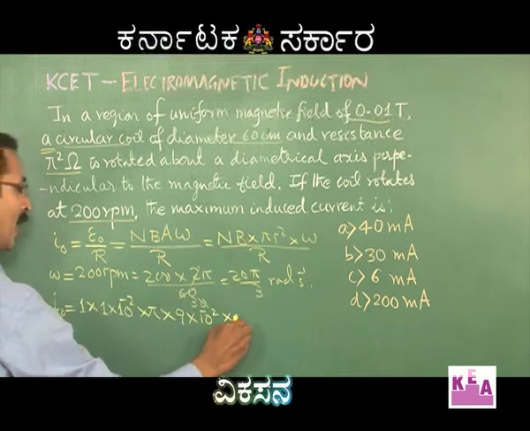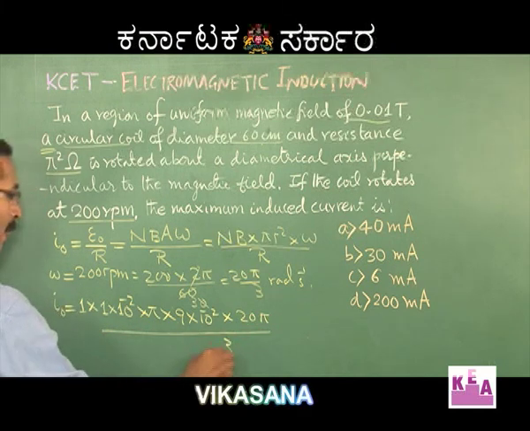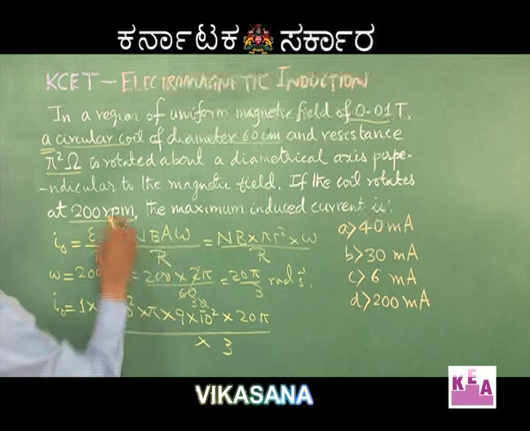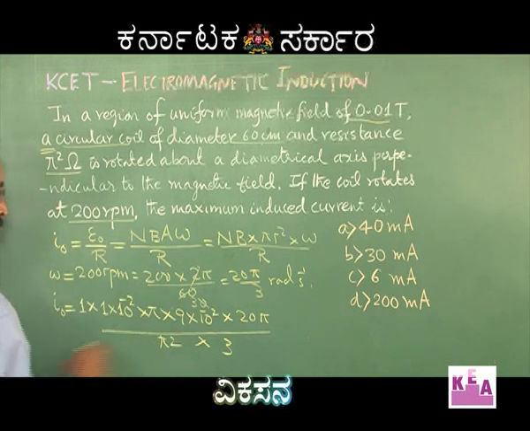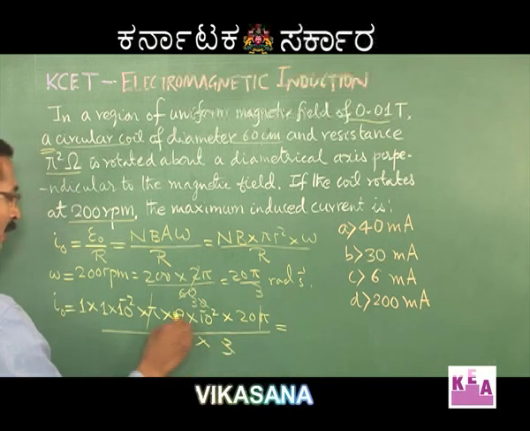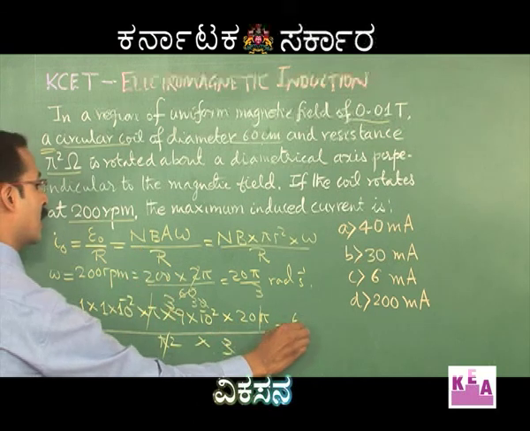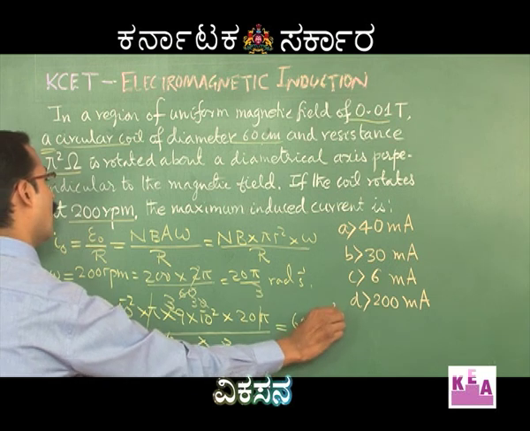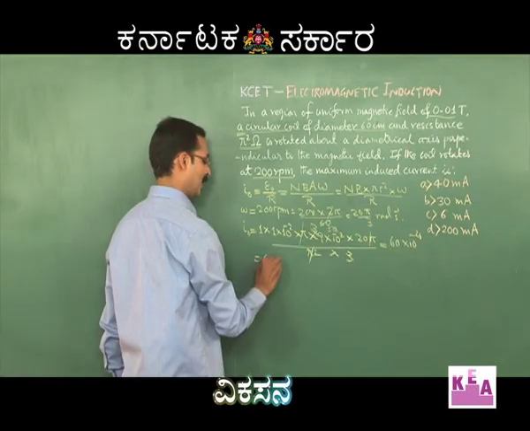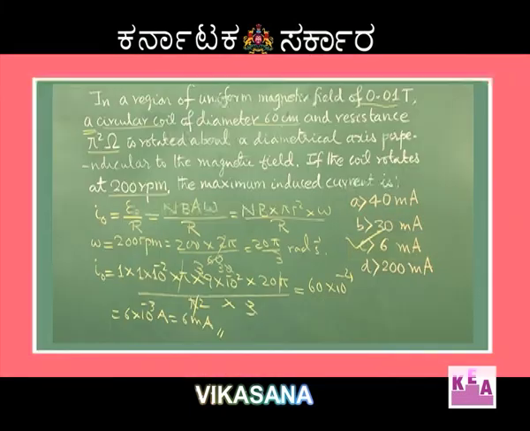Next omega. Omega is 20 pi divided by 3, into pi divided by resistance R, resistance is pi square ohm. This pi into pi is pi square gets cancelled. I get 3 goes 3 times, 3 into 20 is 60, that's 60 into 10 power minus 4, which is equal to 6 into 10 power minus 3 amp, which is equal to 6 milliamp. The answer is C, 6 milliamp.